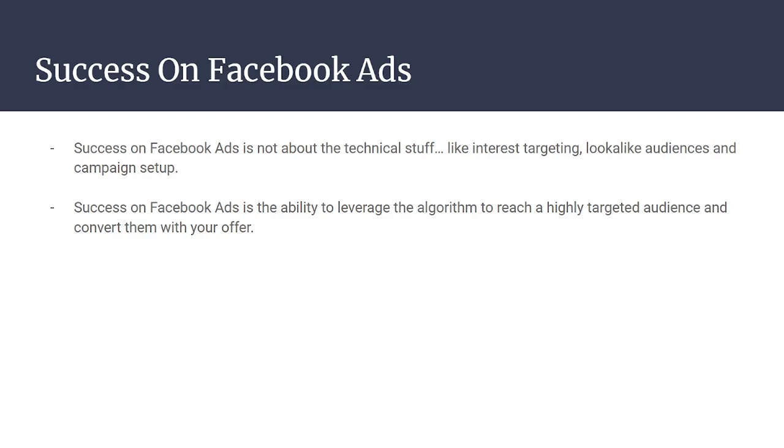And that's one of the recipes to Facebook ads: crafting your offer, your creative, your ad, your business in a sense where it's compelling to a wide range of your target audience. Also, the success on Facebook ads is the ability to leverage the algorithm to reach a highly targeted audience and convert them. Okay, so one, creating your assets, like your ad, so that Facebook knows exactly who to show your ad to, and then having a compelling ad so that when you show these people your ad and they click on it, they buy in the shortest time frame possible.